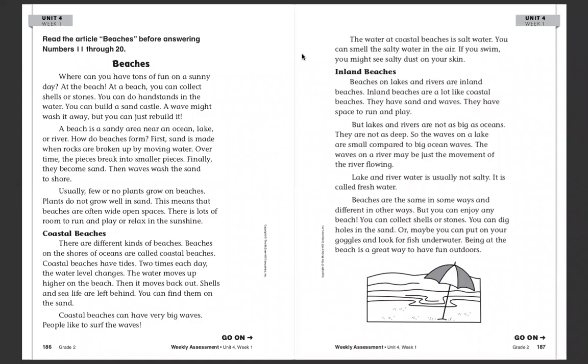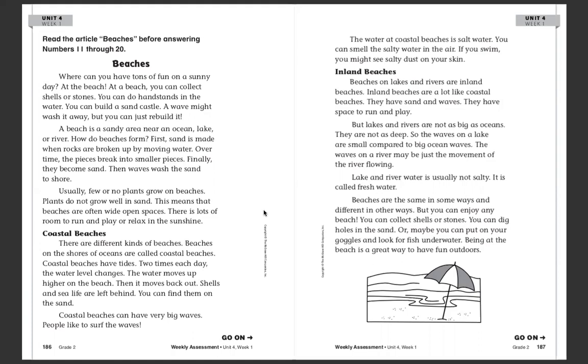Beaches. If you're looking at the screen, you can see both pages. The title, the heading of the story, is Beaches, but I want you to look at the subheadings. What is a subheading? Like a submarine, it's a heading that goes underneath the other headings. So, coastal beaches and inland beaches. I can already tell by the subheadings that we're going to be talking about two different kinds of beaches. This story is a non-fiction story.